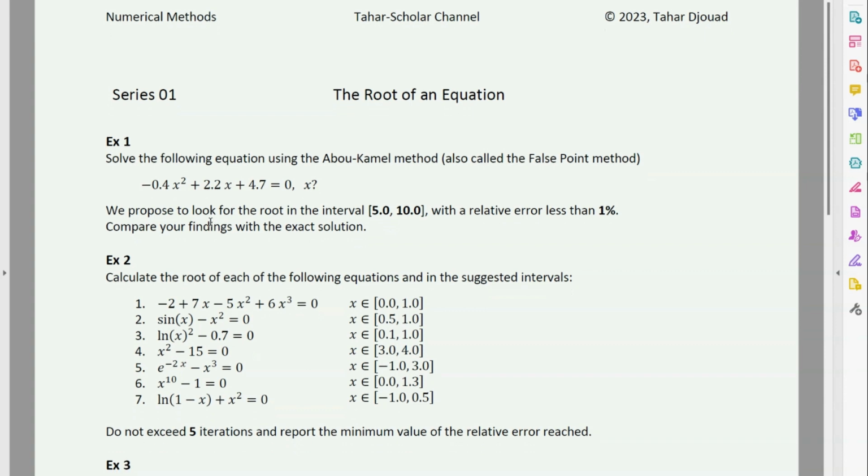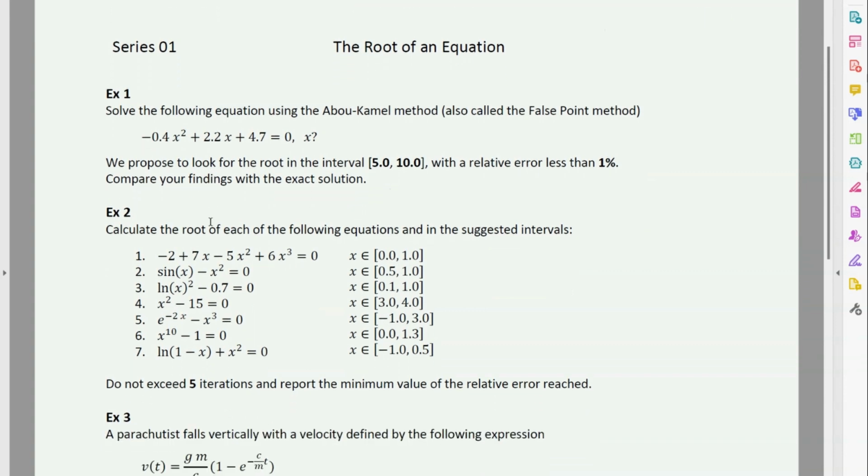The second exercise is a list of nonlinear equations, with their corresponding intervals. We solve only one equation, namely the second equation, sin x minus x squared, in detail with the table and calculator. And we give the results for the others. This is to practice the method. So the same method, whatever the complexity of the equation you have. And we will not exceed 5 iterations.